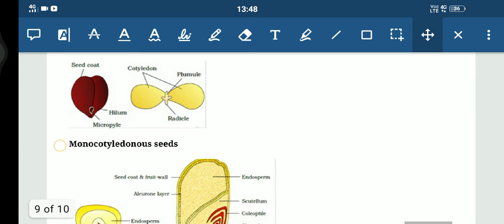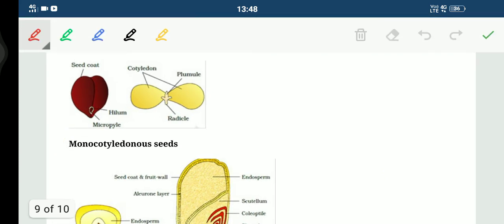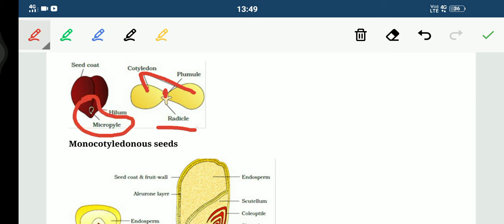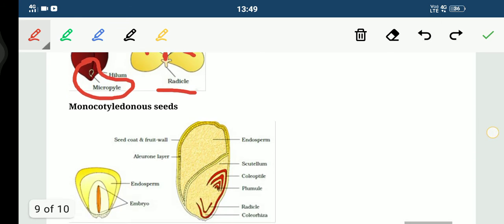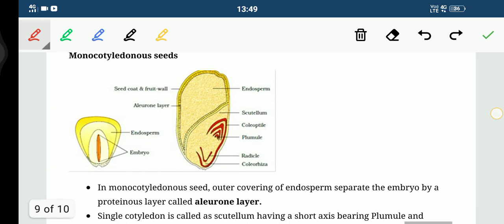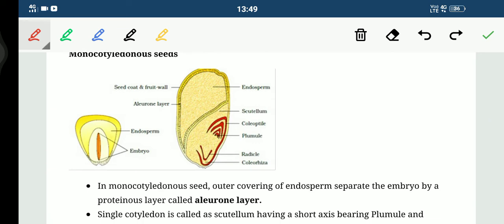So you can see here, students, this is the seed. This complete portion is the plumule. The lower one is the radicle. Fine. And these two are the cotyledons. So this one is the hilum, students, and the micropyle, with the help of which the seed absorbs all the water and nutrition which we give. With the help of this the seed germinates. So this is the complete structure of the dicotyledon seed, students.